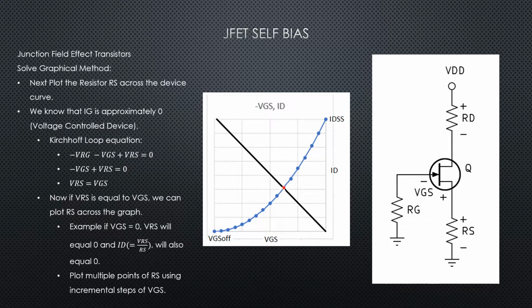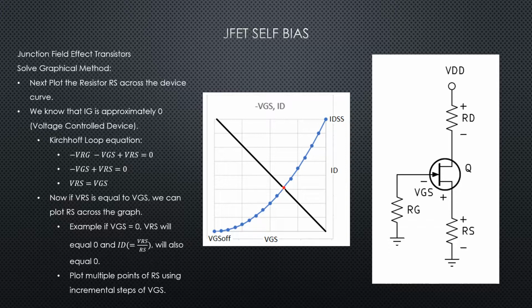Once we've got our characteristic curve developed, we can now plot our circuit across that curve. Essentially, it's our RS across that curve. The way to do this is to write a Kirchhoff loop equation. I'm starting at the bottom of RG, and I'm going to say minus VRG plus or minus VGS plus VRS should equal 0.